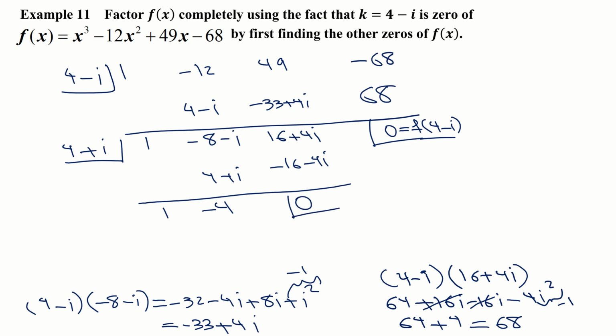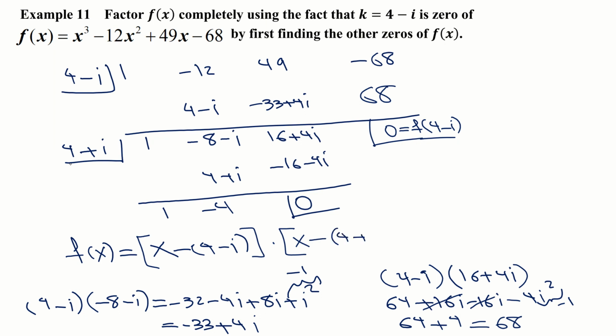So now we're ready to write the factorization of this polynomial. So f of x is going to be quantity x minus the first 0, which is 4 minus i. Let me use a bracket at first. Times quantity x minus quantity 4 plus i, which is the second 0, times this polynomial that's left. That's just a constant term and an x term. So x minus 4.